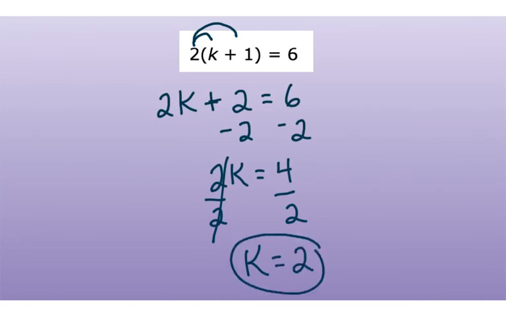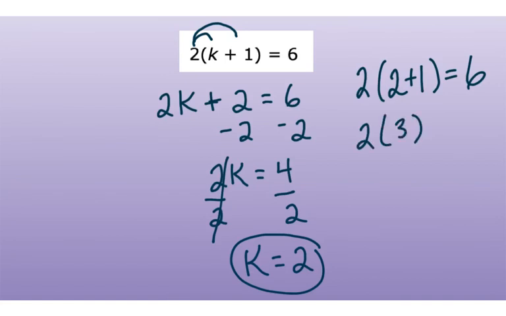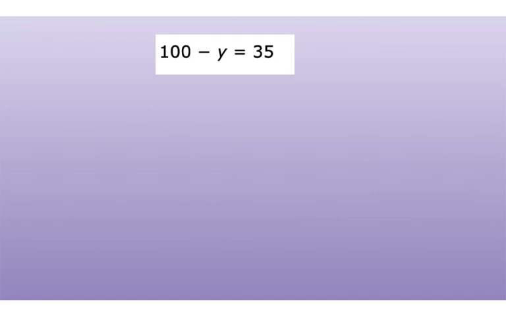You can go back and check your solution by going back to the original equation, taking out K and putting in 2 to see if you get 6. 2 times 2 plus 1 is 3. So you do that first. It's equal to 6. Yep, it works. If you wanted to, you could also divide both sides by 2 first and then go through, and you would get the same answer. Okay, so this is one of the multiple step equations that you'll be running into today. Here's a look at a different one.